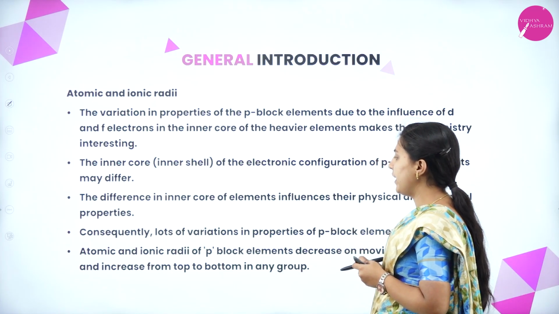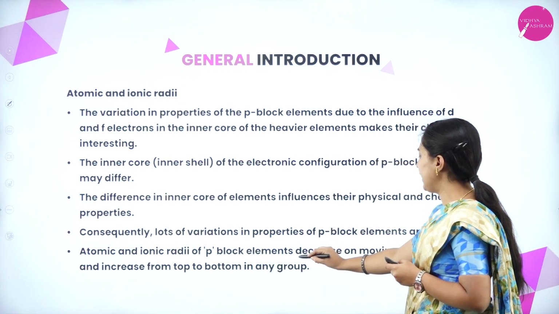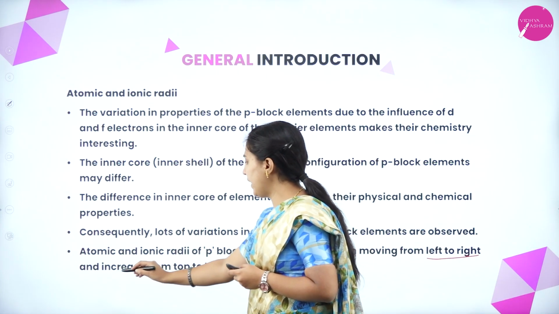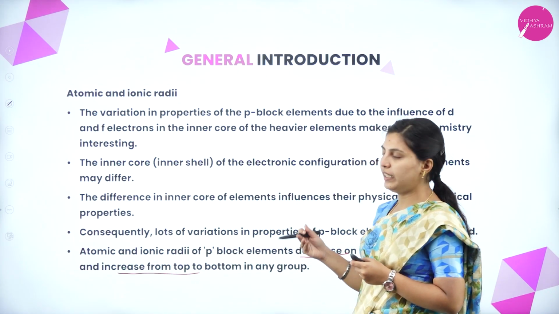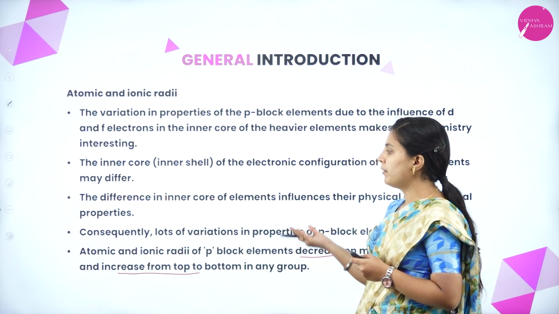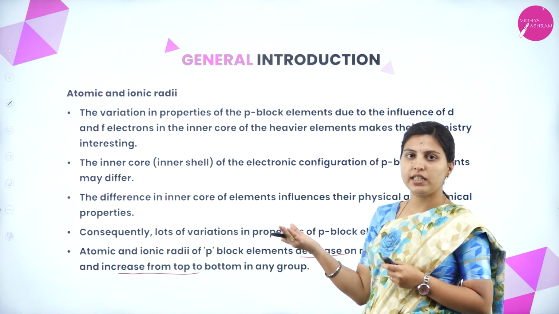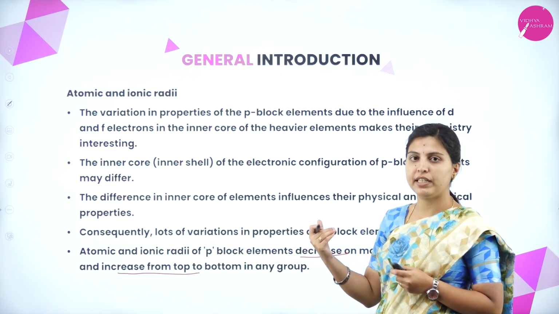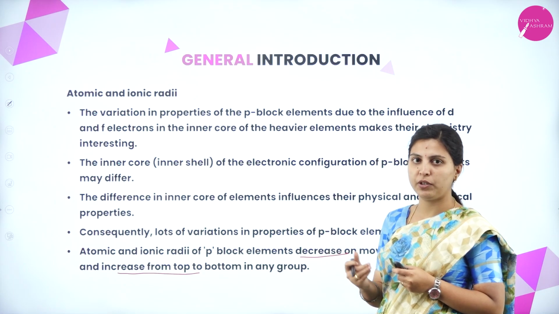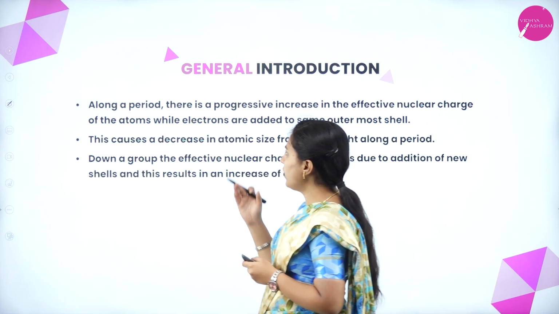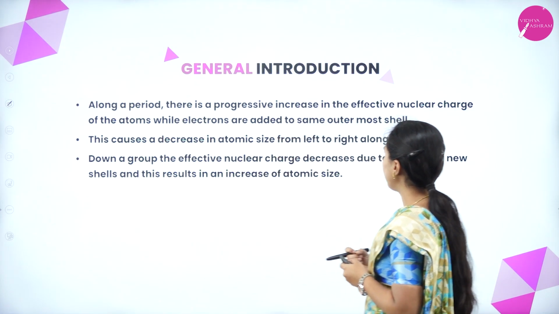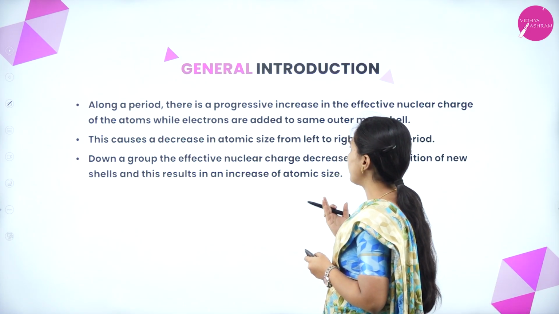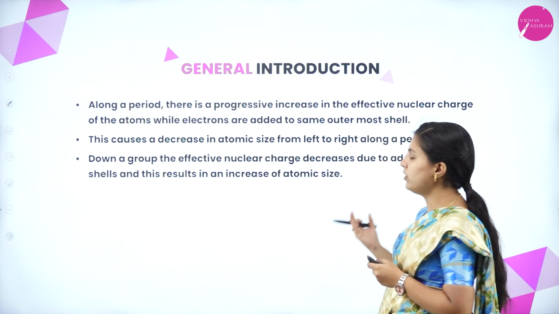Atomic and ionic radii of p block elements decrease on moving from left to right and increase from top to bottom in any group. We know that atomic size or ionic radii decrease from left to right and increase from top to bottom of the periodic table. Along a period, there is a progressive increase in the effective nuclear charge of the atoms while electrons are added to the same outermost shell.